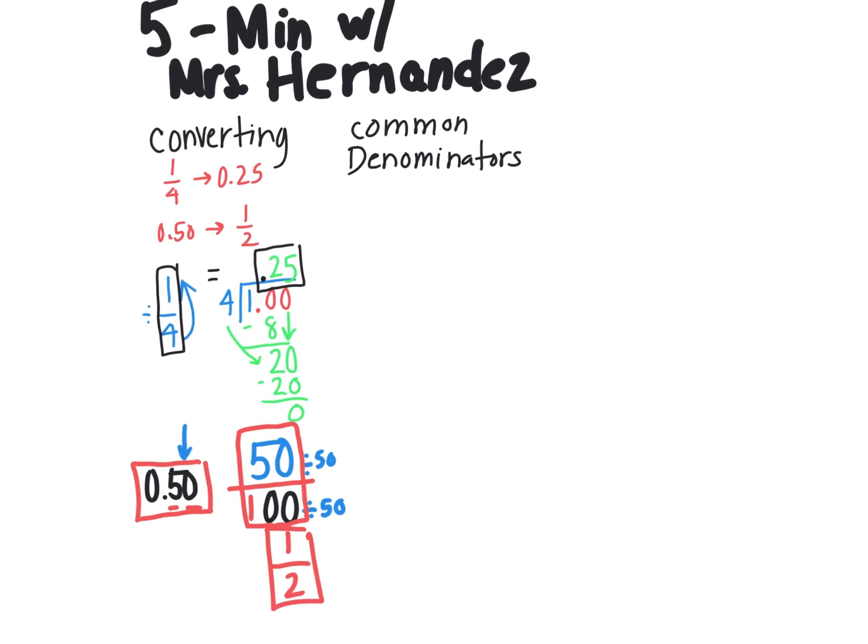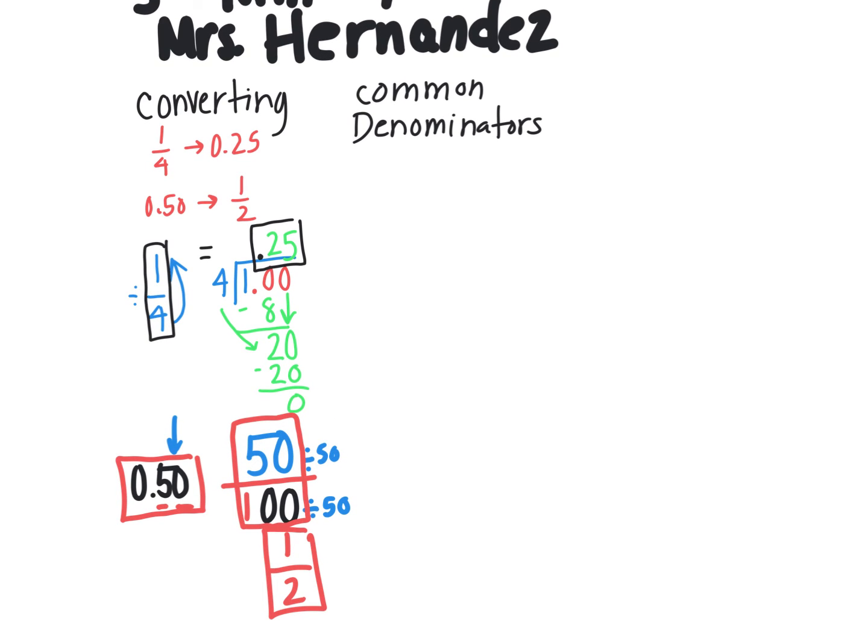Let's talk about common denominators. Common denominators can often be found between 2 numbers by simply trying to make the smaller denominator the same as the bigger denominator. In this case, let's ask ourselves, can we multiply anything by 5 to get 10? Well, of course, 5 times 2 gives me 10.